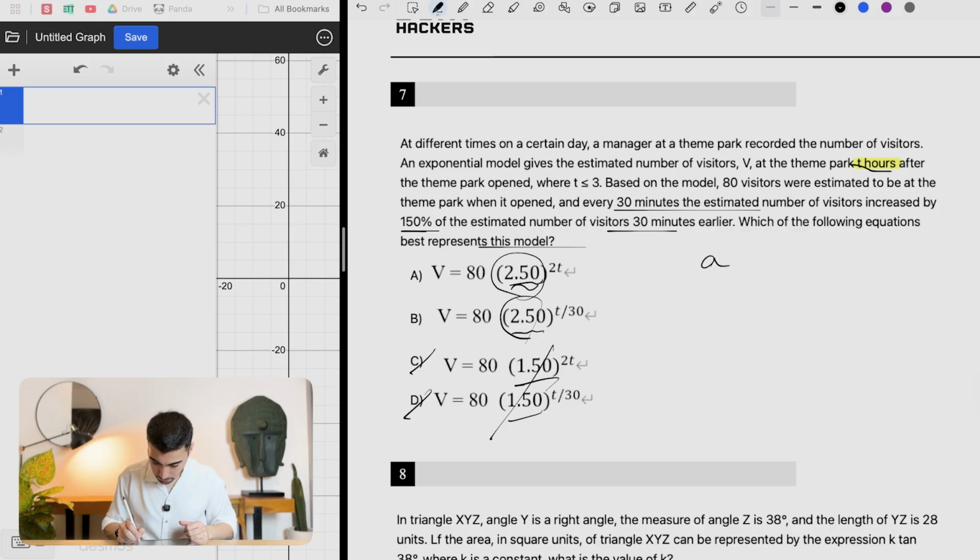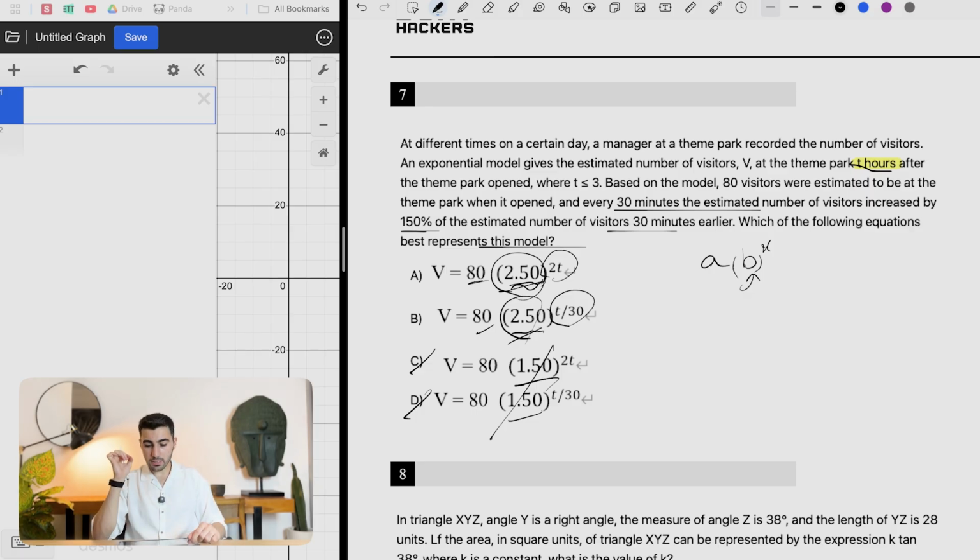Now, you know an exponential function is a times b to the power of x. b is the rate of change. So that's why 2.5 is going to be there. Now, the initial value is 80. That is in both of the choices. We're looking for the exponents. Here we have to plug hours into t because t is in hours.